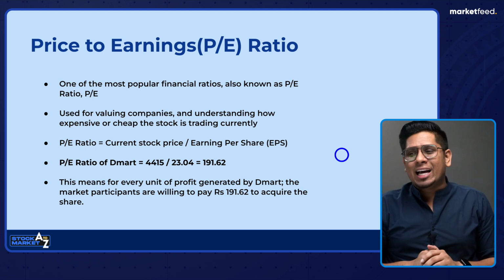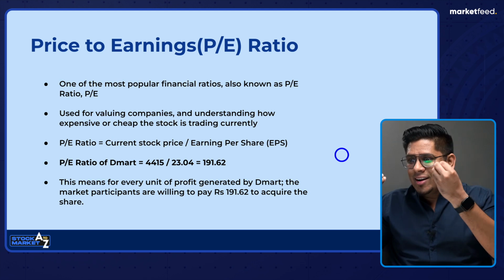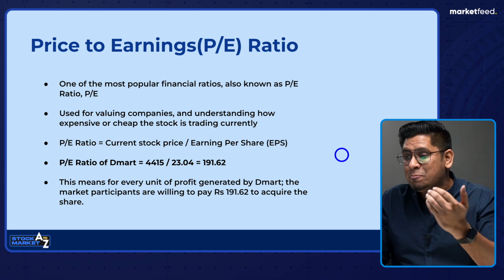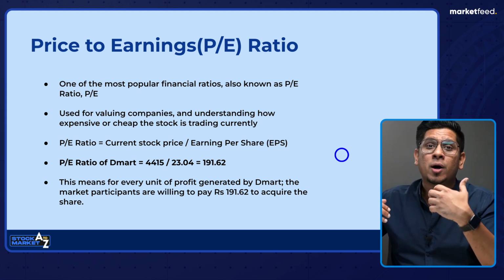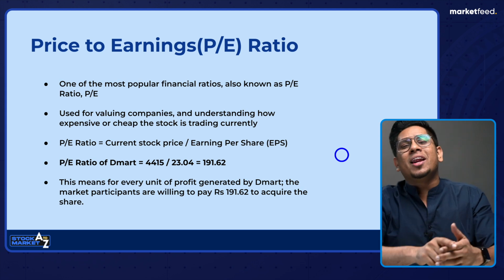Then you might come back and ask me, hey Sharique, if 15 to 20 to 30 is a good PE ratio, then 191 is out of proportion, right? It is very high PE for Dmart. Does it mean that Dmart is valued really high? Maybe.